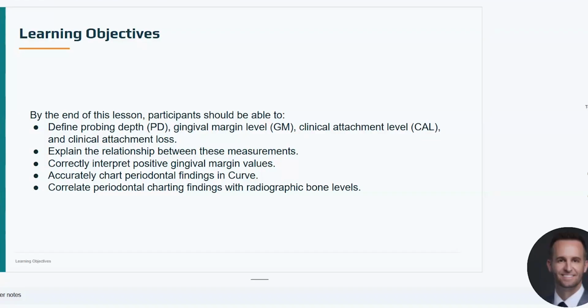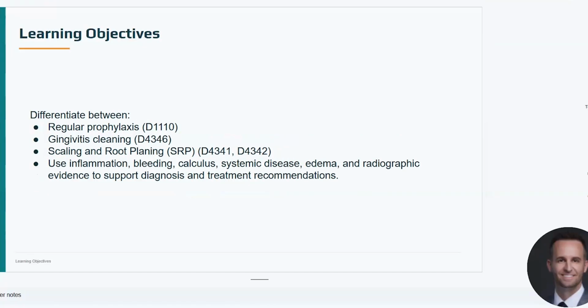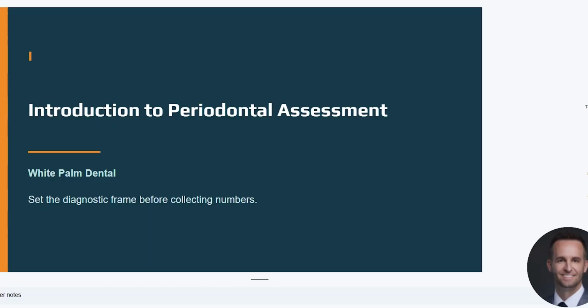You'll be able to correlate periodontal charting findings with radiographic bone levels to make sure that what you're doing in Curve is accurate with what you're seeing on the patient. You'll be able to make a good decision on whether the patient needs a regular prophy, a gingivitis cleaning, or a scaling and root planing. You'll be able to use inflammation, bleeding, calculus, systemic disease, and other findings to support diagnosis and treatment recommendations.